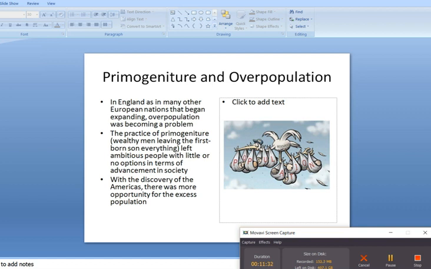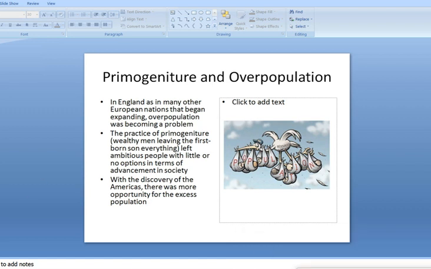Now, this is good in terms of keeping all of the holdings, keeping the wealth together within the family. But what's going to be bad about that is you're going to have a lot of people that are educated because they're children of nobility, but they're not going to have the options, they're not going to have the wealth that they would want to have, and they're going to be ambitious.